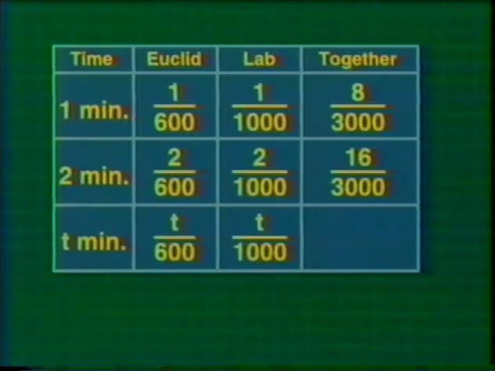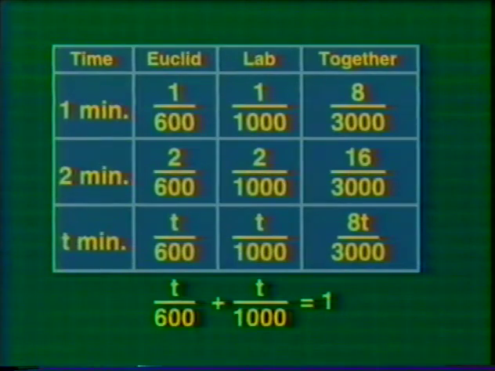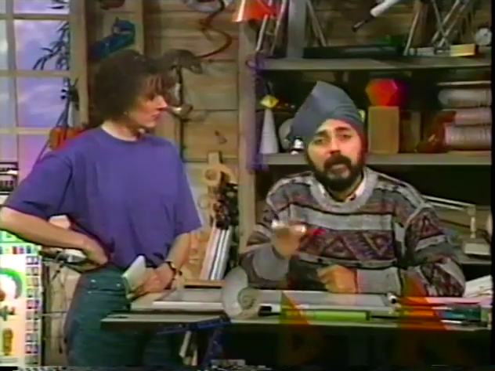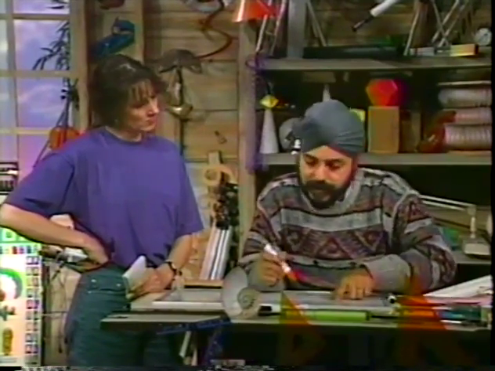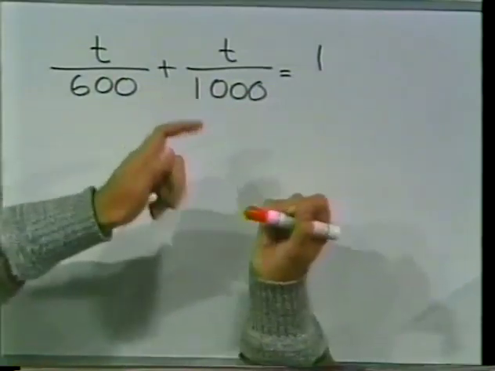If we allow the entire job to be represented by the number 1, we can construct an equation to find the shortest amount of time required to complete this job. The equation is T over 600 plus T over 1000 equals 1. And you can use some of the techniques for solving rational equations on problems of this type as well. First of all, we need to find the lowest common multiple. In this case, the lowest common multiple of 600 and 1000 is 3000.